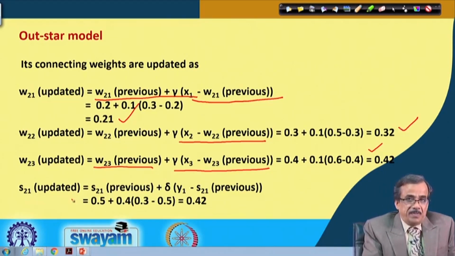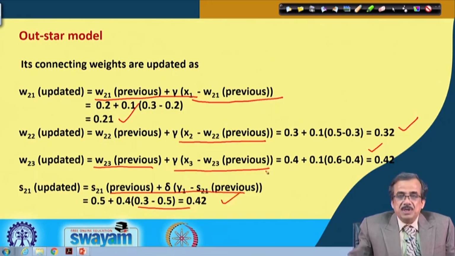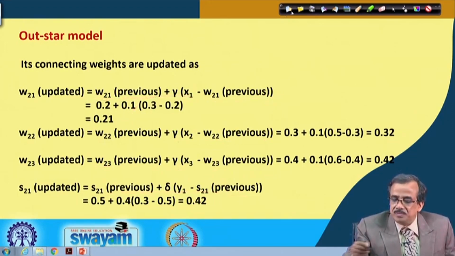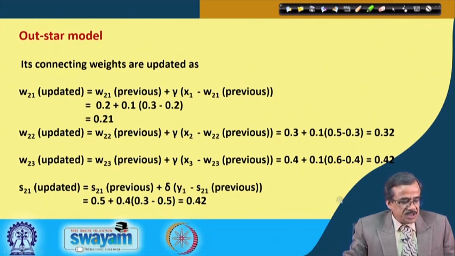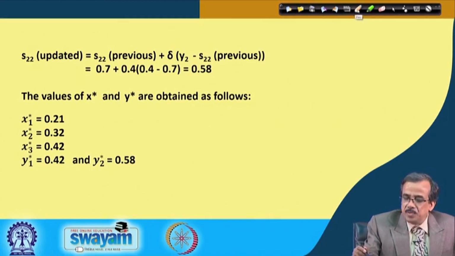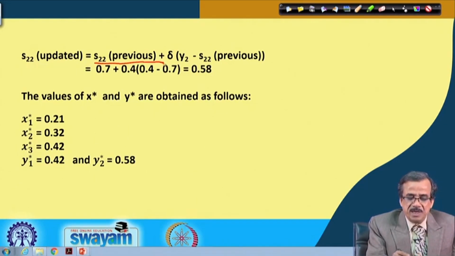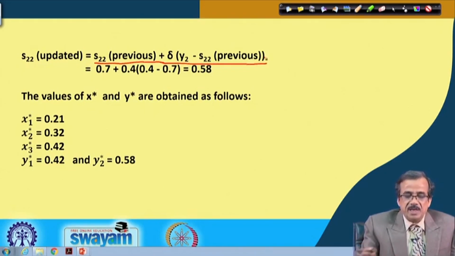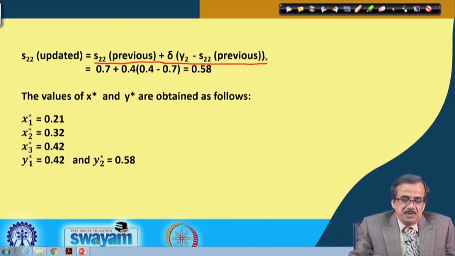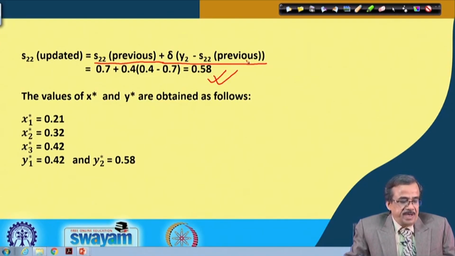Then ACE21 updated is nothing but ACE21 previous plus delta into (y1 minus ACE21 previous), and if you substitute the numerical values you will get 0.42. Now, the same procedure we will have to use for updating ACE22. ACE22 updated is nothing but ACE22 previous plus delta into (y2 minus ACE22 previous), and if you substitute the numerical values you will get 0.58.